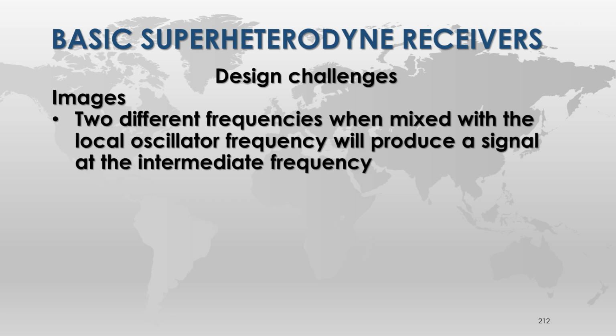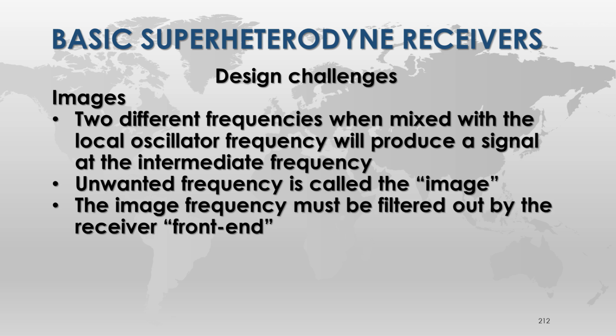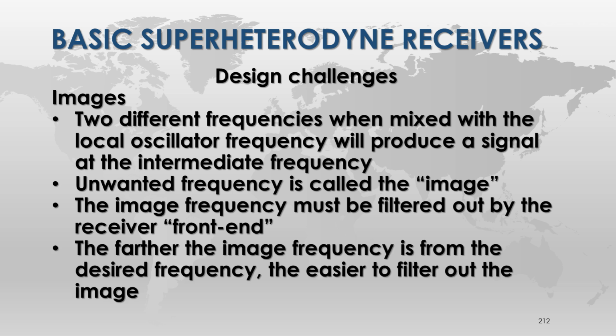Images: two different frequencies, when mixed with the local oscillator frequency, will produce a signal at the intermediate frequency. The unwanted frequency is called the image. The image frequency must be filtered out by the receiver front end. The farther the image frequency is from the desired frequency, the easier it is to filter out the image. So we want it as far away as we can get it, right? But still find it, because we don't want to put an image out that we didn't find.